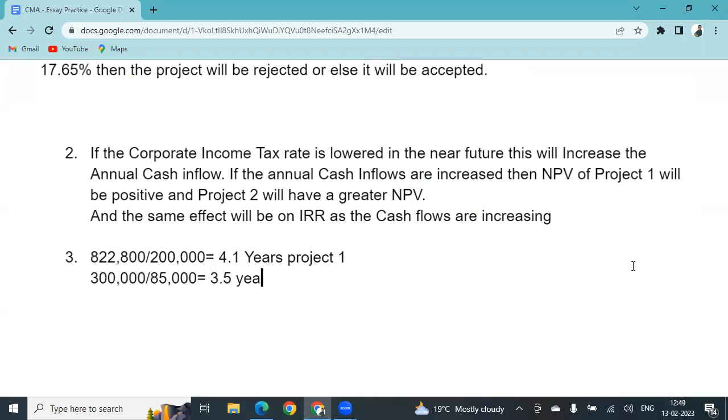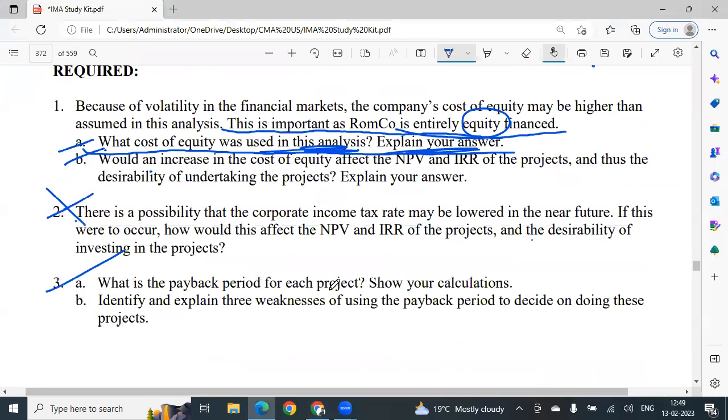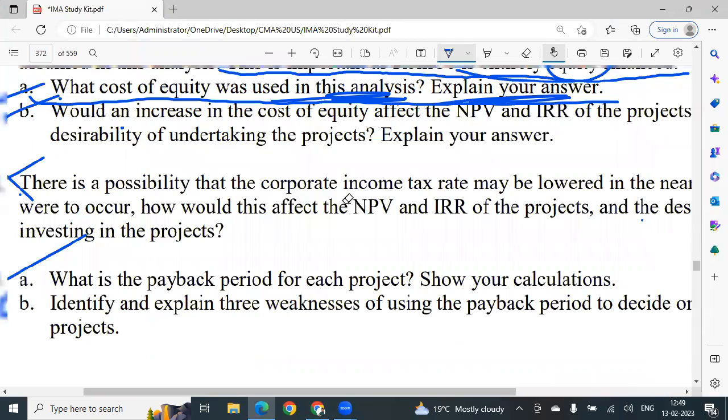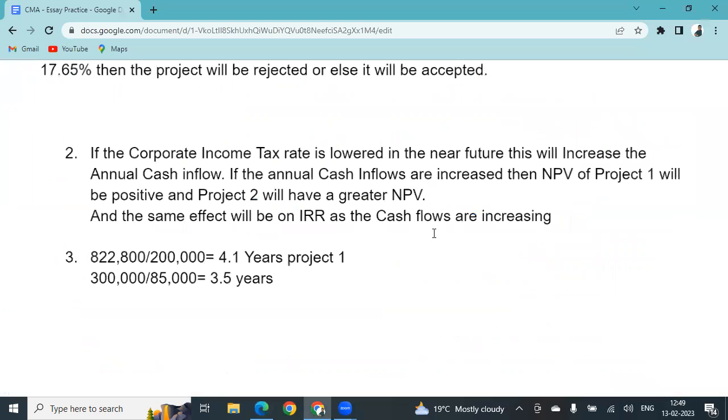3.5 years. Now, if you just see here, he's asking us just payback period. He's not asking us discounted payback period. So don't do your discounted payback period. He's asking us payback period. Simply just do payback period. So, in fact, these are my answers. This is for project 2.